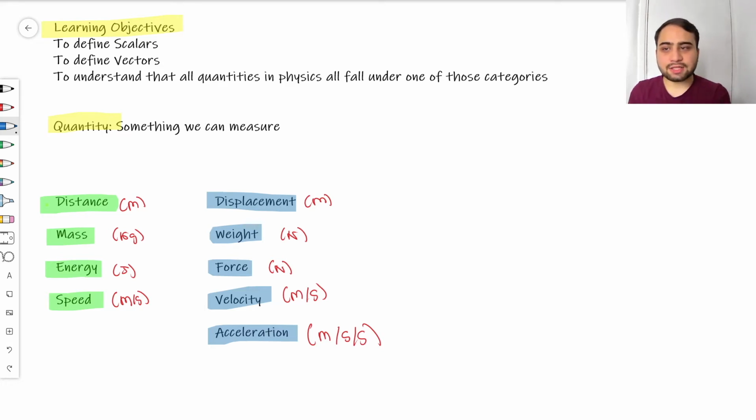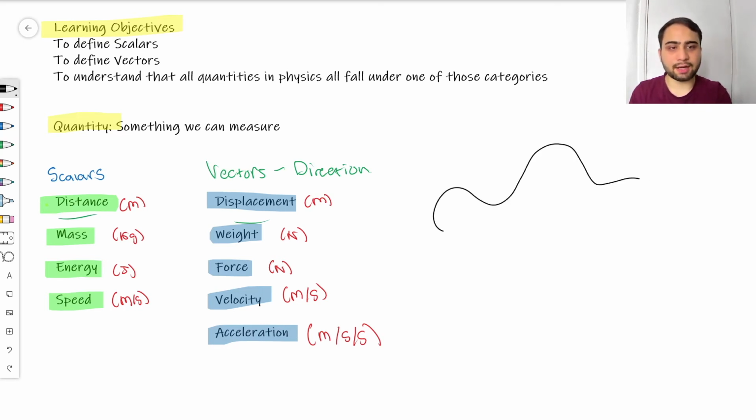Well, that's because they fall into two different categories called scalars and vectors. Now, the biggest difference between these two is that vectors have direction associated with them as well. So let's take our distance and displacement example. Say I have a path that a person has to follow. So they start here and they end here. They go from A to B all the way around.